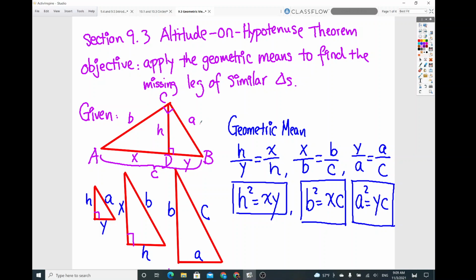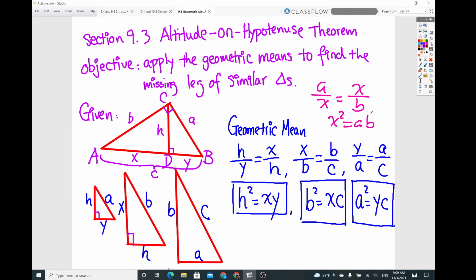The formula is usually written as A over X equals X over B. Compare the segments. You may notice that X and X appear, one in the denominator and the other in the numerator. Once you cross multiply, you end up with X squared equals AB.